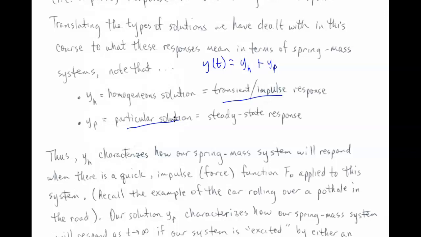Just think about it this way. The particular solution or the steady state response is going to be the response that happens as time goes on forever and ever. The homogeneous is going to be what happens if we have some kind of short-term initial burst of energy or force that's applied to the actual system. How is it going to act for times that are relatively close to zero?